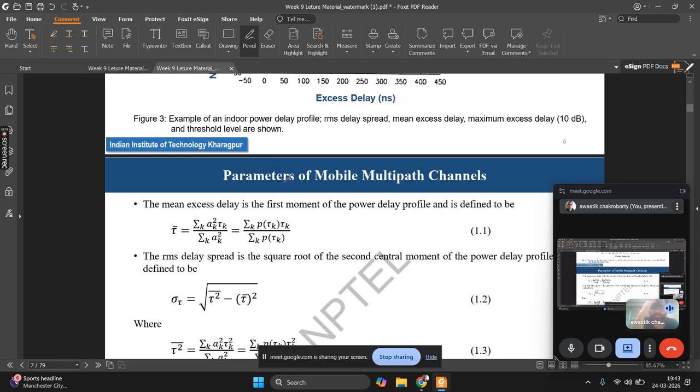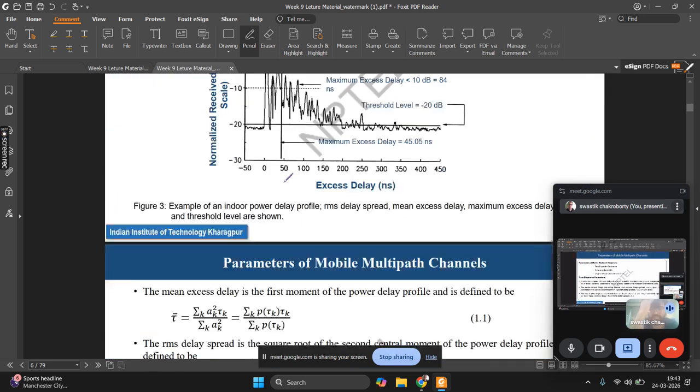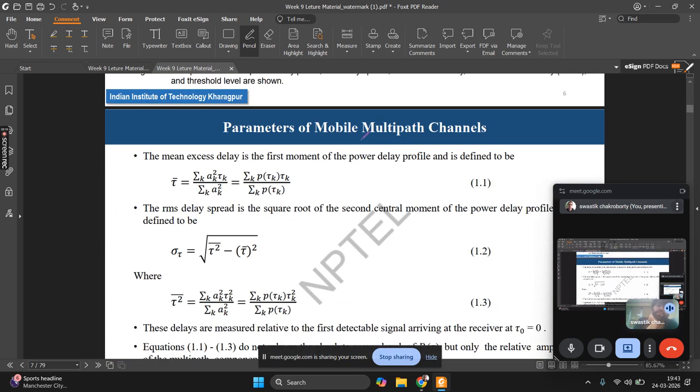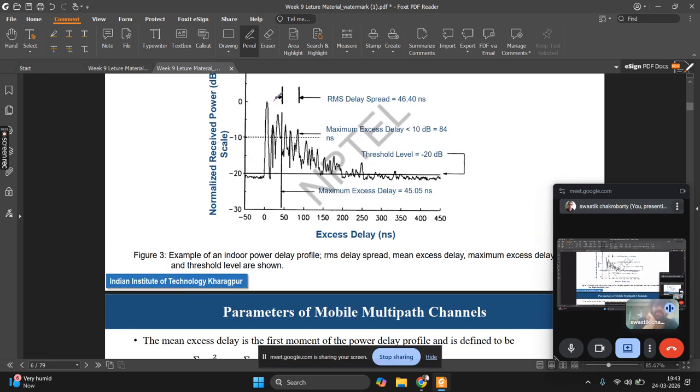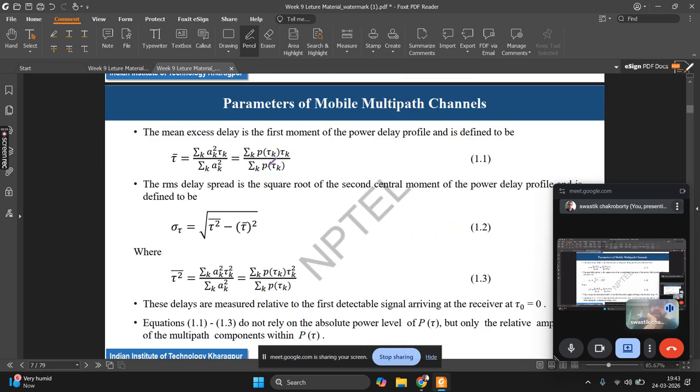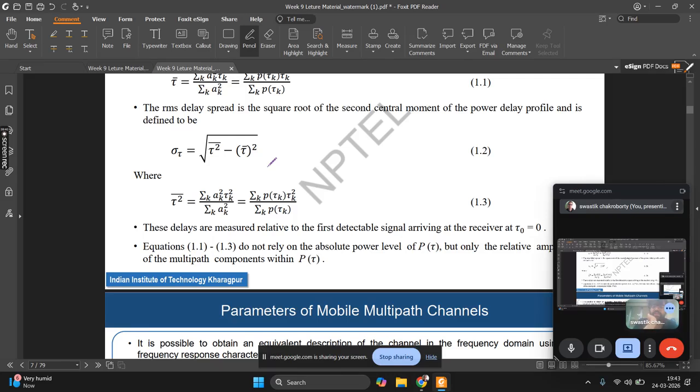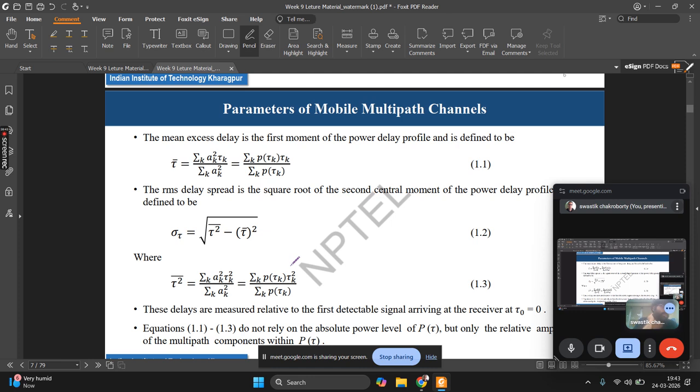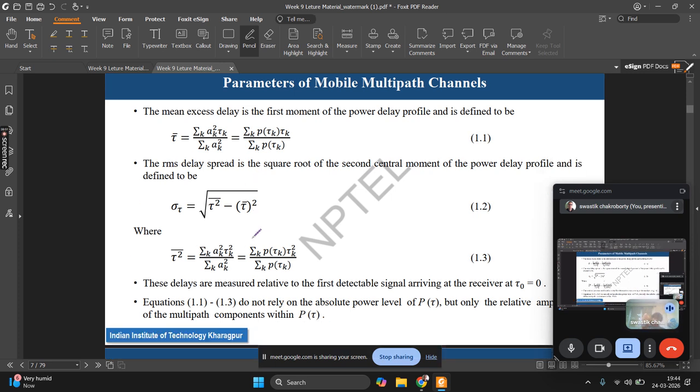The first parameter is the mean excess delay. It is the first moment of the power delay profile. So you take all the powers and all the delays and you do a weighted average. The weighted average will give you the mean excess delay. The RMS delay spread is the square root of the second central moment of the power delay profile. So you take the second central moment, that is from the mean. Basically it's the standard deviation of the delay profile.